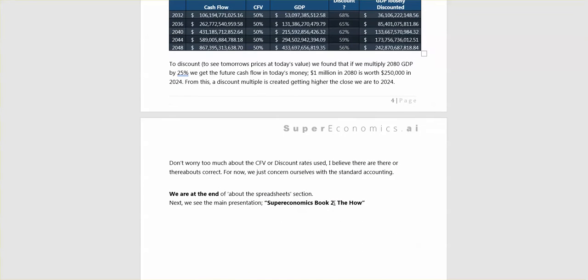Don't worry too much about the CFV or discount rates used. I believe they are there or thereabouts correct. For now, we are concentrating on the standard accounting, or the macro accounting using standard accounting formulas. We just accept there's a few more noughts. Okay, we are at the end of the about the spreadsheet section.